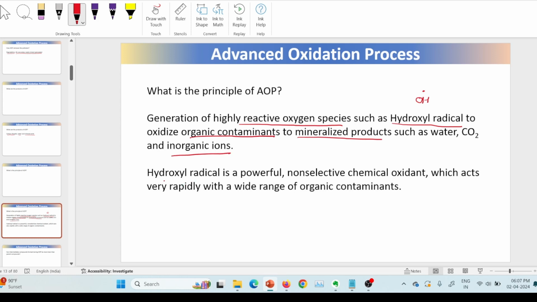Hydroxyl radical is a powerful non-selective chemical oxidant. So this is powerful also and non-selective means it will oxidize all the pollutants. It will not be selective. A hydroxyl radical is a powerful non-selective chemical oxidant which acts very rapidly on a wide range of organic contaminants. So wide range is because it is non-selective.